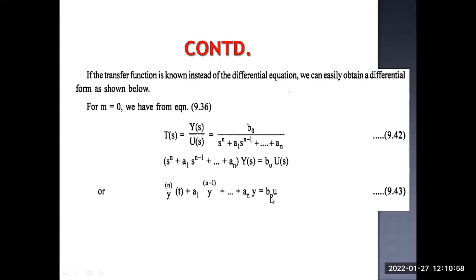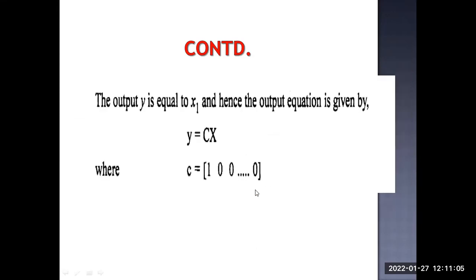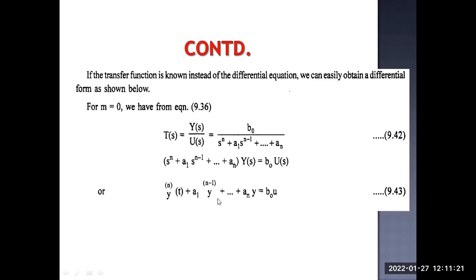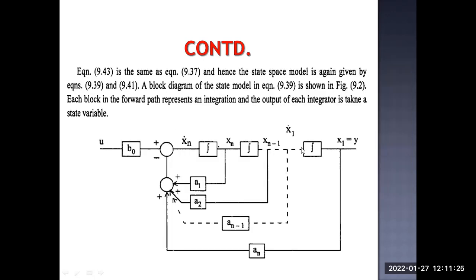Now you see b0 into u, and then minus an y. Y is the output; you take the output y, then an y is coming here. We are adding all these things here. So this is an y. Then you see, there is an integrator, then we have a(n-1) y, and this will continue.